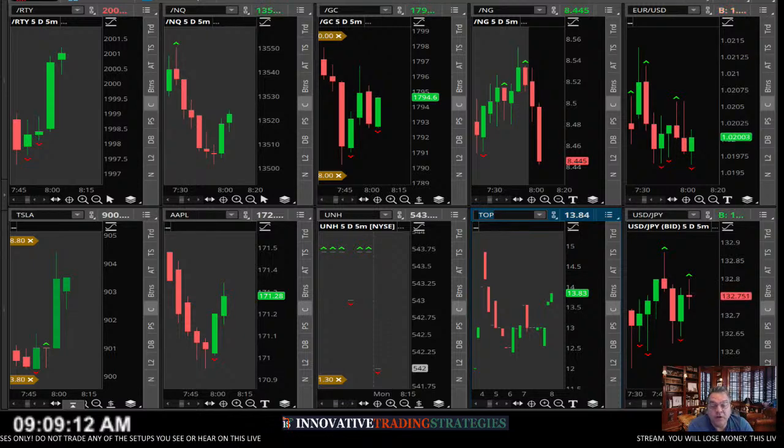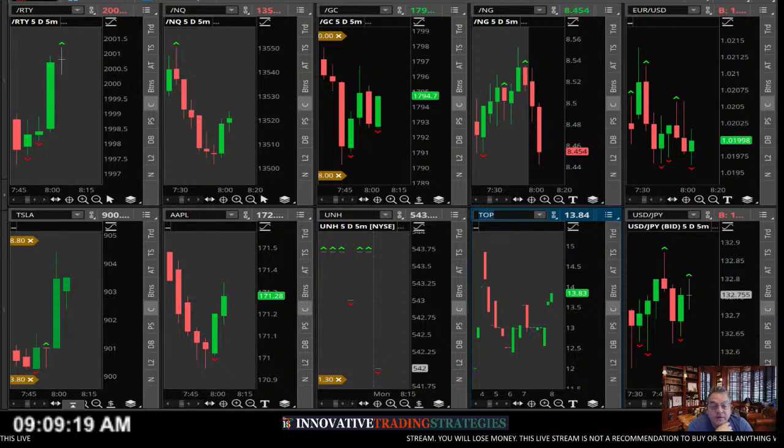Okay, less than a minute to go. Still hanging on to the short on the yen, 132.77.